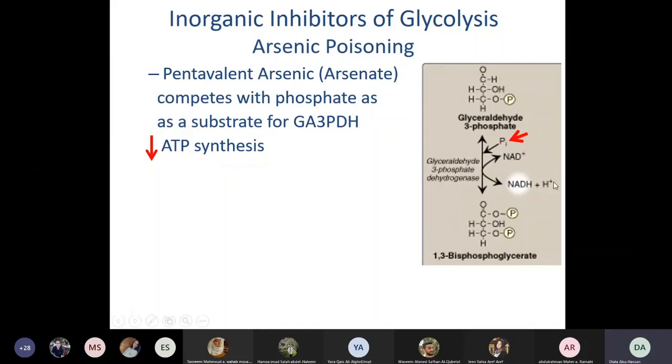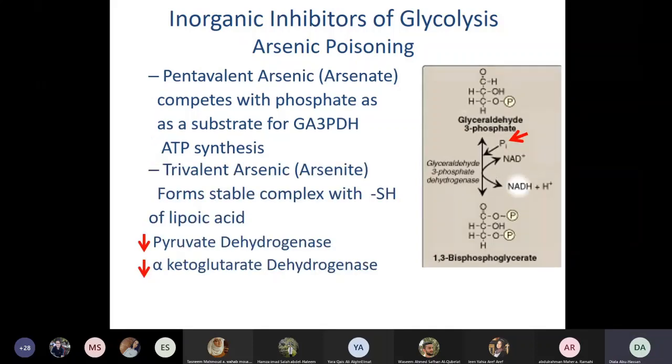And notice that this step is associated with the formation of NADH. NADH is going to go into the Krebs cycle and is used to produce ATP. Therefore, this would reduce ATP synthesis. So it does not directly inhibit the pathway itself as much as it affects these side products that can be used to produce energy in the form of ATP later on, in the electron transport chain.